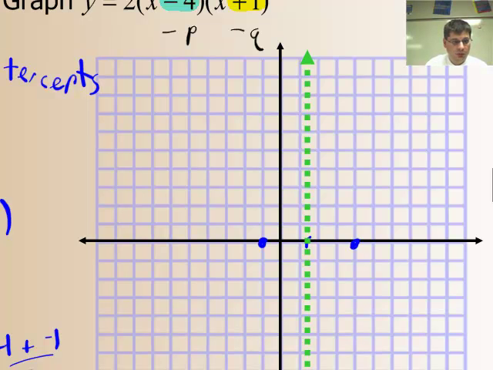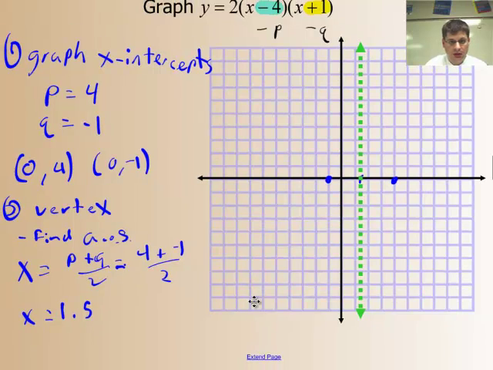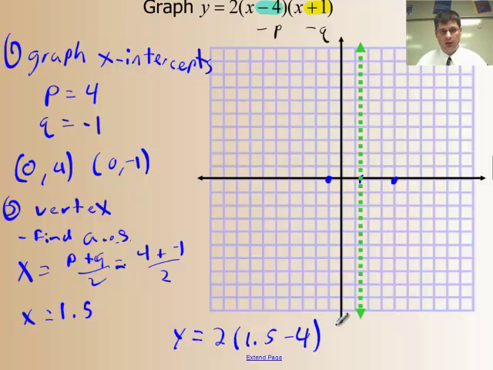Let me give myself a little bit more room to work with, so I'm going to scroll down here. All right, so it's y equals 2 times (1.5 minus 4) times (1.5 plus 1).